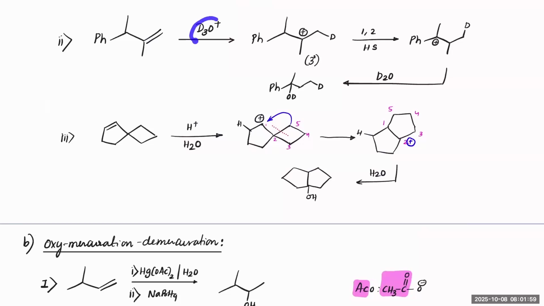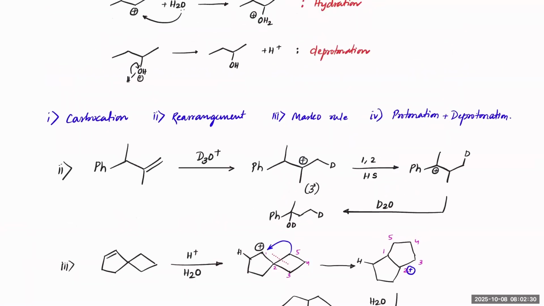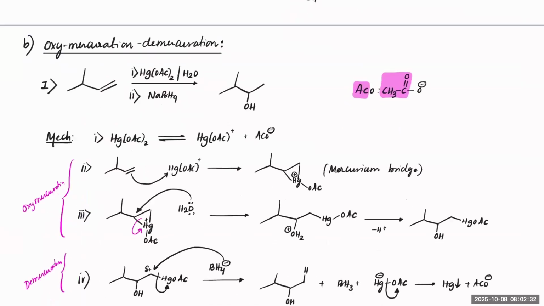See one example. With D3O plus, first a carbocation is formed following Markovnikov's rule. Thereafter, a 1,2 hydride shift rearrangement. Then D2O, you will get OD. Similarly, if you have a pi bond here, H plus adds at this position and the carbocation will come at this position. Why this position? Because the next step can be helpful. There you can get a ring expansion. Positive charge will come here, and alcohol will come at this position. Done? Right. Next question.